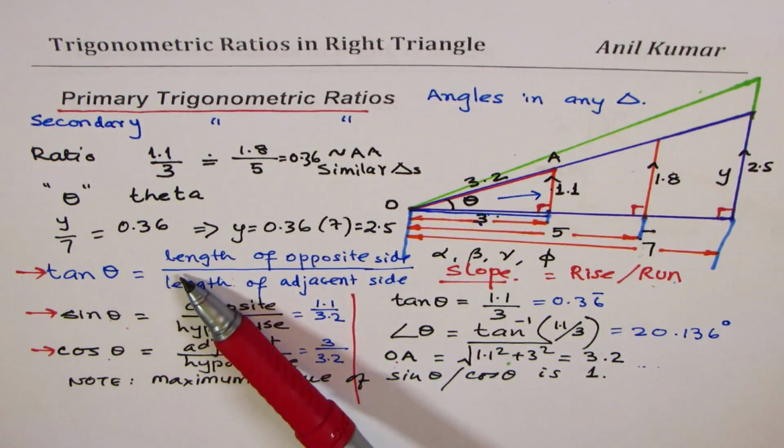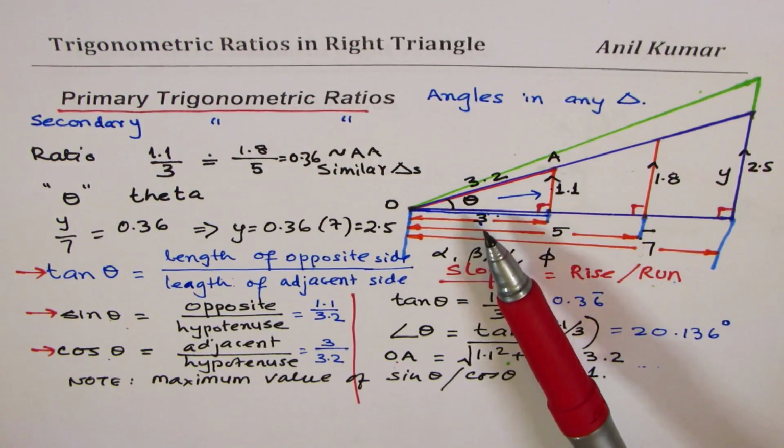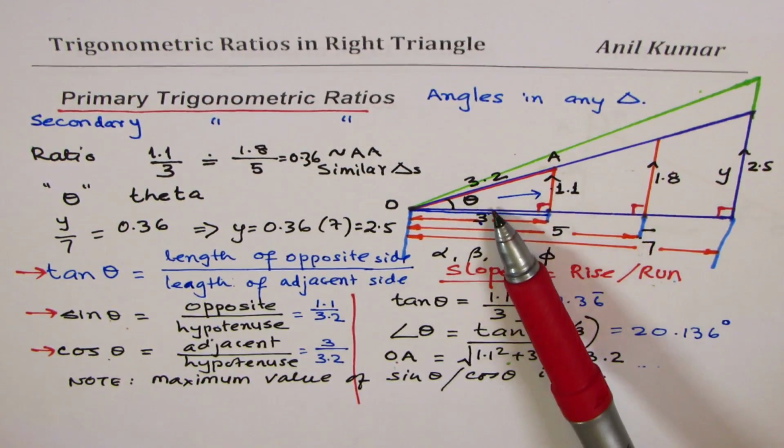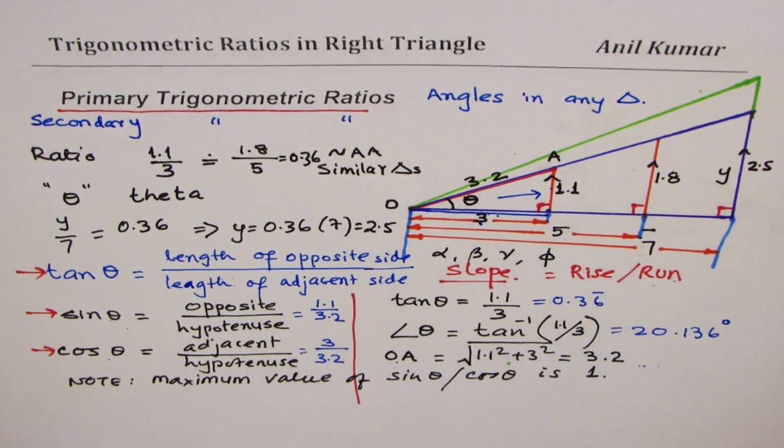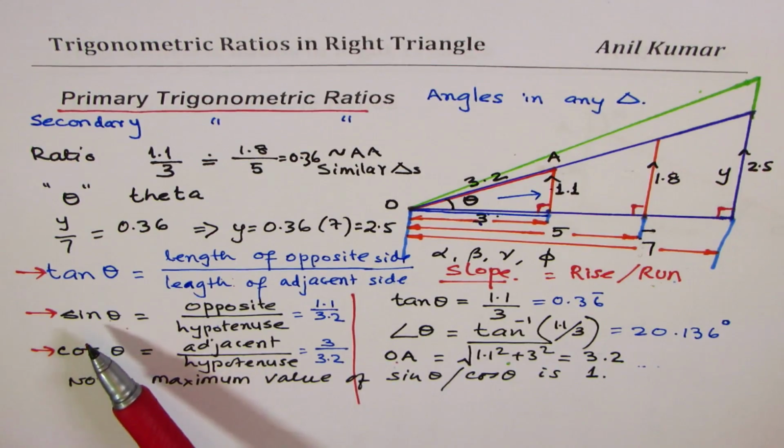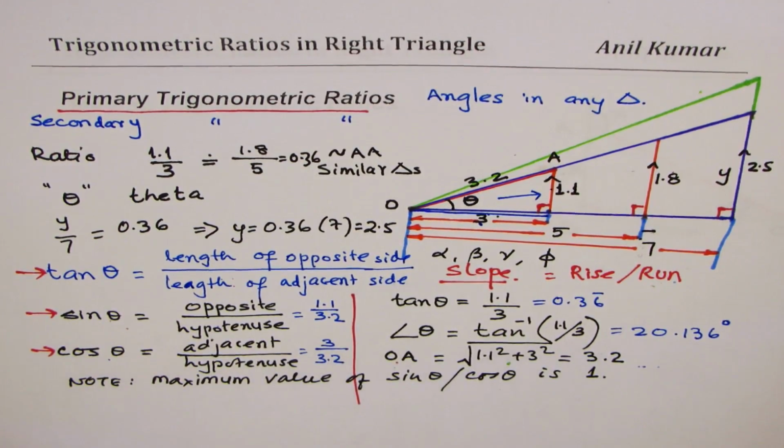Tan theta, since it is a ratio of two smaller sides, either one of them could be longer, correct? So the range of tan theta is all numbers. But for sine and cosine, the maximum could be 1, right? Now, tell me one thing, a question for you.